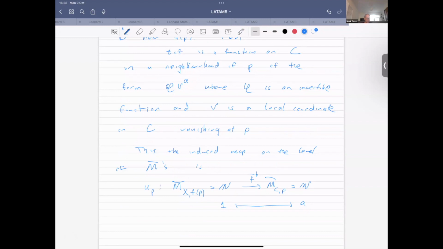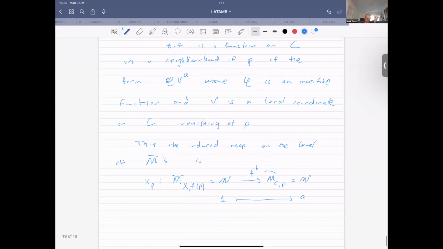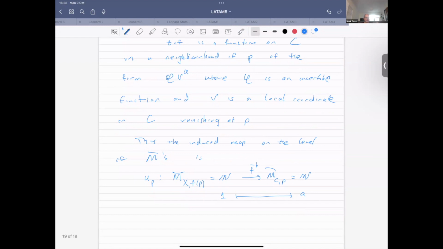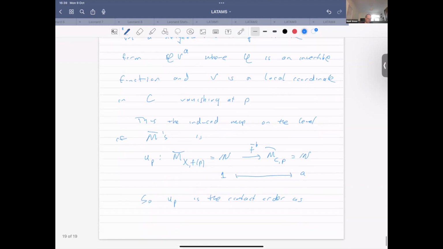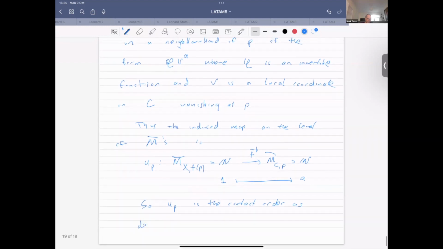We don't have to project anything here because W, the monoid associated with W, is 0. So here A is the contact order as I defined it in last lecture. So UP is the contact order as defined in the last lecture.